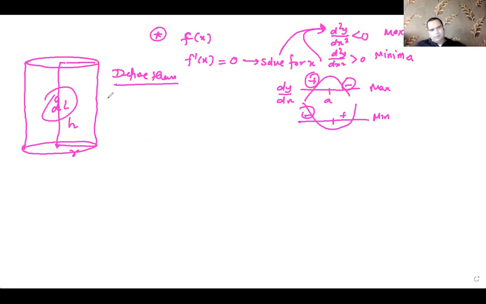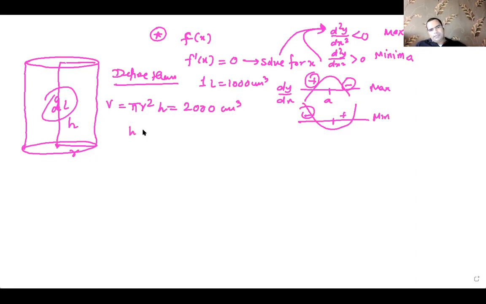Now, the volume of a cylinder, we all know, is pi r square h, and that should equal 2 liters. But since liter is not the correct unit to be used here, because radius and height will be in centimeters or meters, we'll convert this 2 liters to 2000 centimeter cube. So 1 liter is 1000 centimeter cube, and 2 liters will be 2000 centimeter cube.